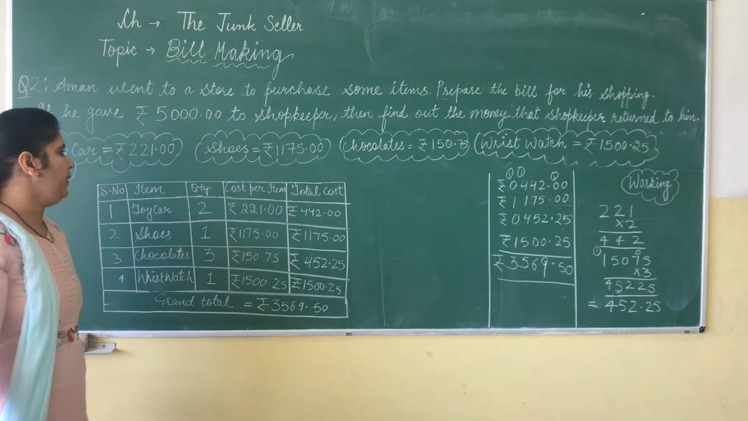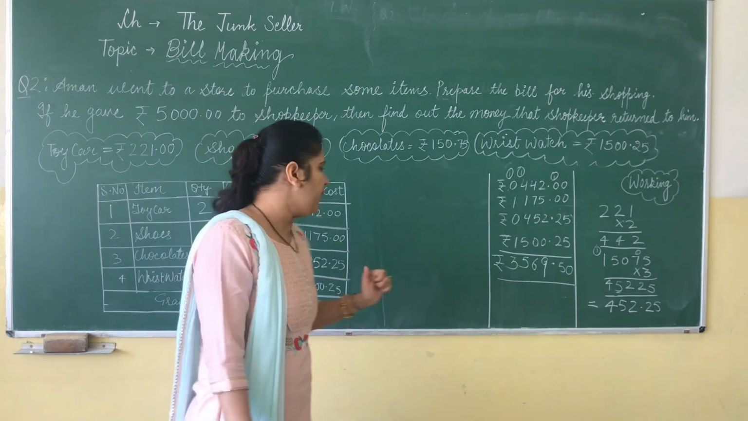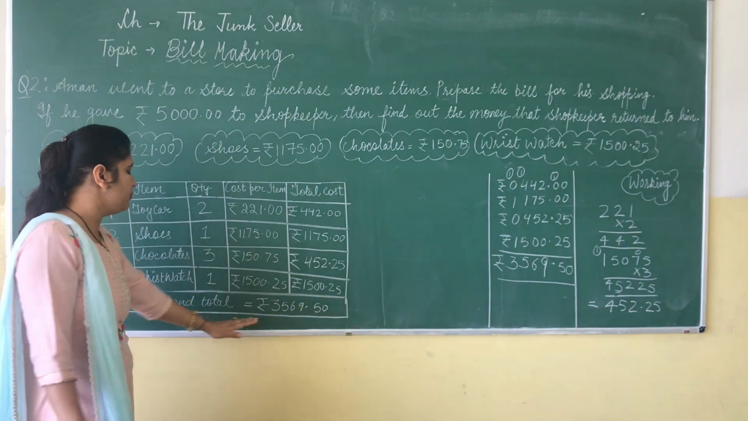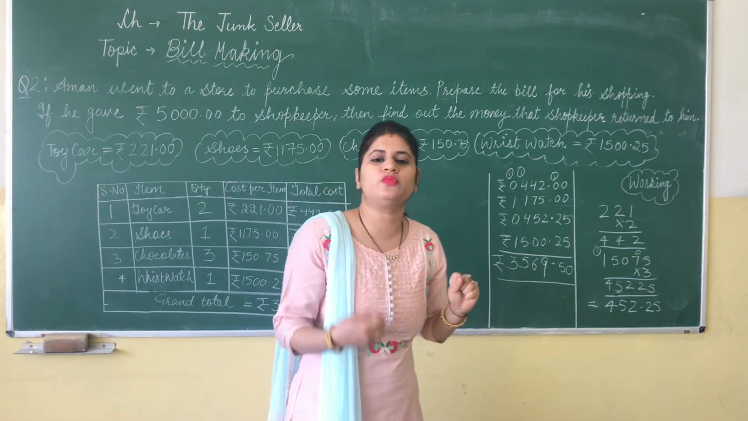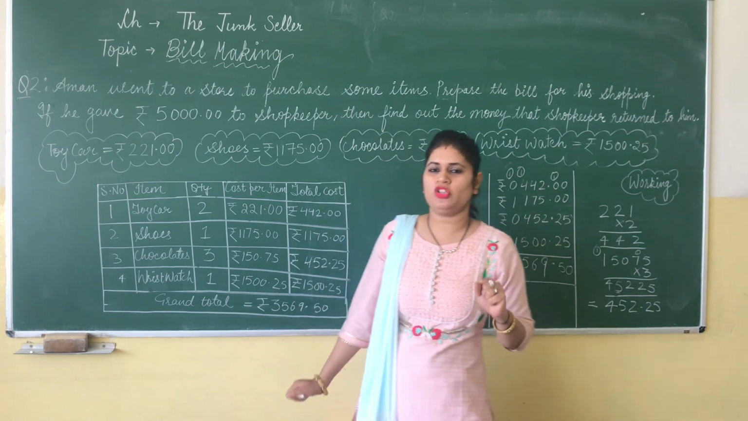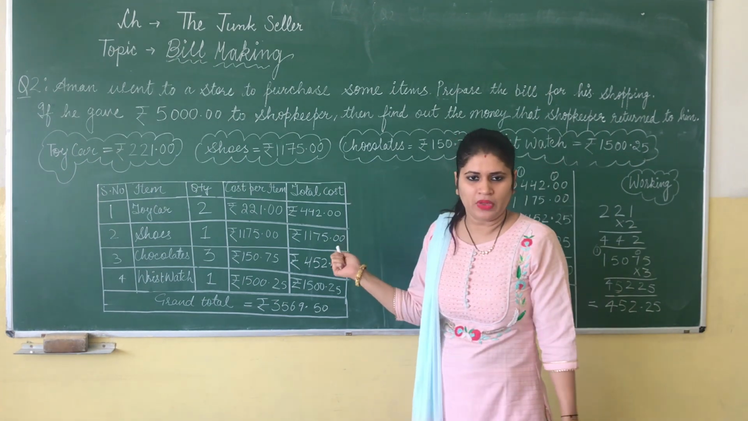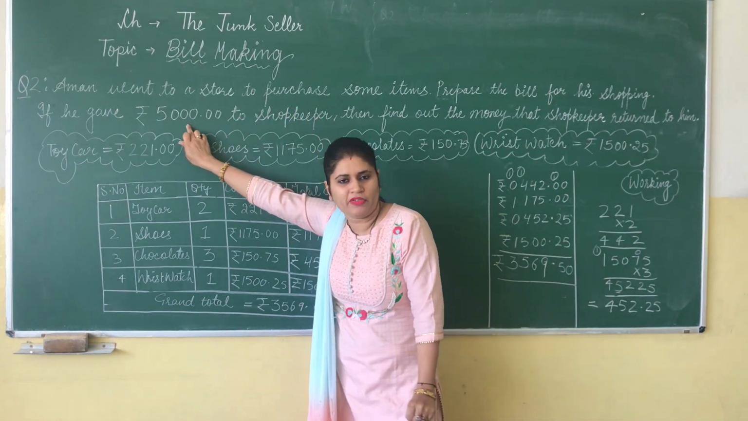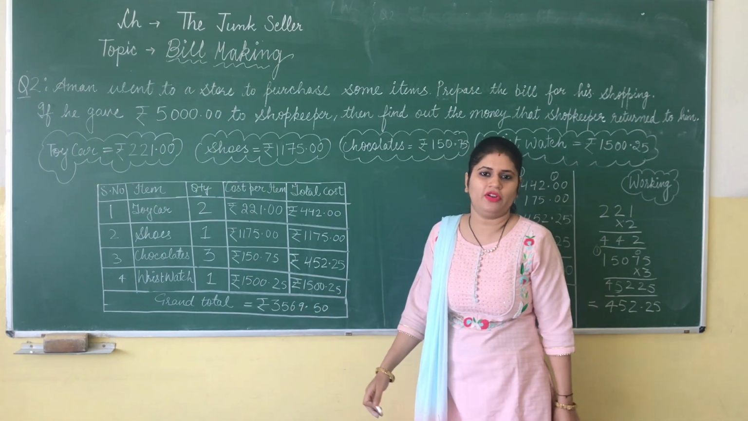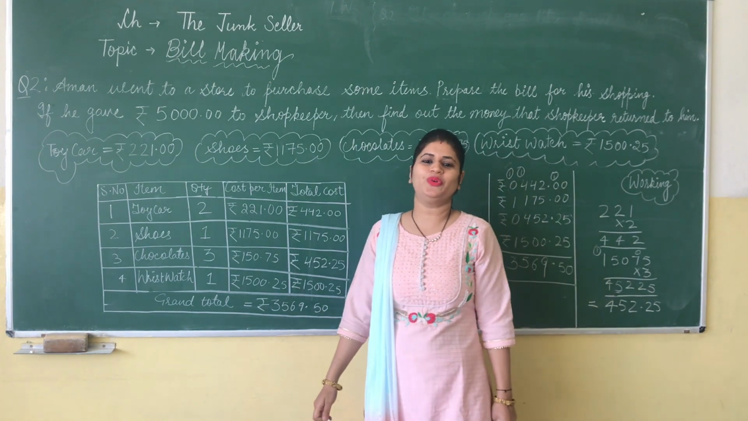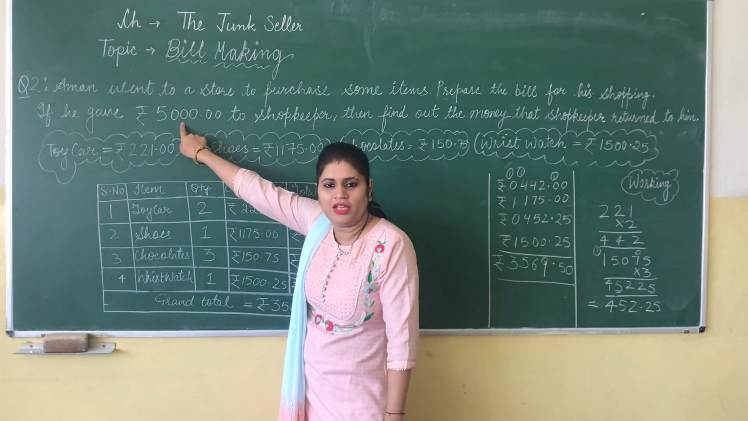Okay. See beta, in the question he has given 5,000 rupees to the shopkeeper, but the total amount of all the items is 3,569. So now we need to find out how much money the shopkeeper returned to him. So it is very easy. The total amount he has given to the shopkeeper is 5,000 and the amount which he needs to pay is 3,569. So what we need to do? We need to do subtraction. We need to subtract this grand total from the total amount he has given.